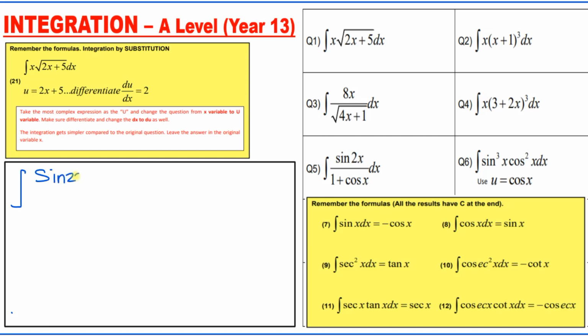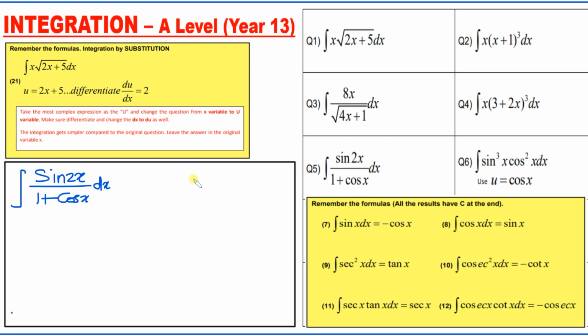Integrate sine 2x over 1 plus cos x dx. Now, this one, we're trying to understand how things work. Sine 2x you can simplify with the double angle formula: 2 sine x cos x, and 1 plus cos x is a trigonometric function, so keep it as it is. Now, how can we do this question?